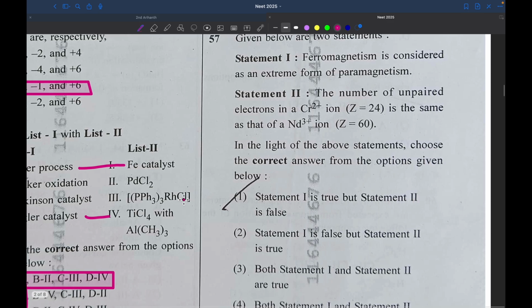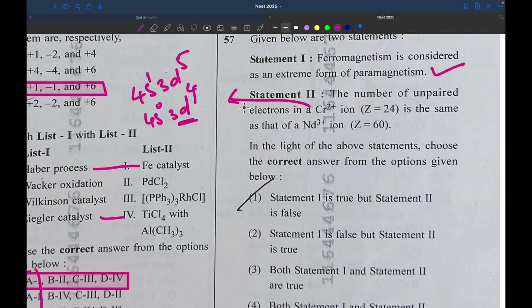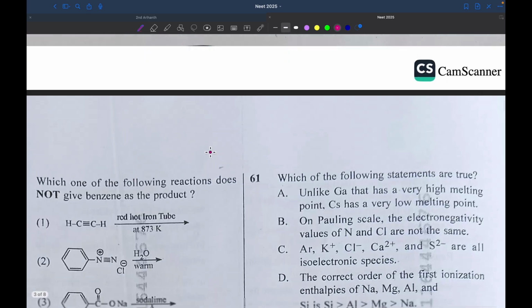Yes, 57. Ferromagnetism is considered as an extreme of paramagnetism. Correct statement. And the number of unpaired electrons in chromium is the same as in neodymium +3. Right? So chromium +2: chromium is 4s1 3d5, so it will be 4s0 3d4. So 4 unpaired electrons are in chromium. Neodymium +3 has the same. So both statements are correct.